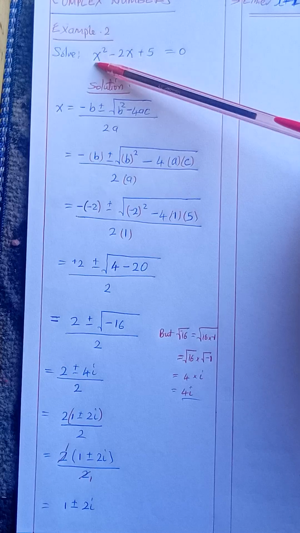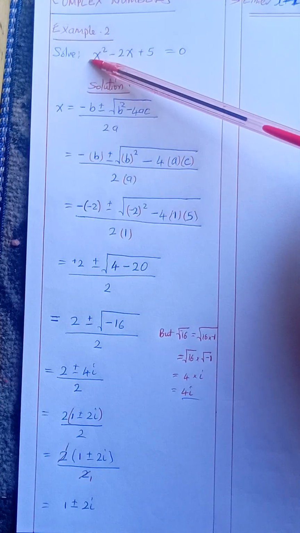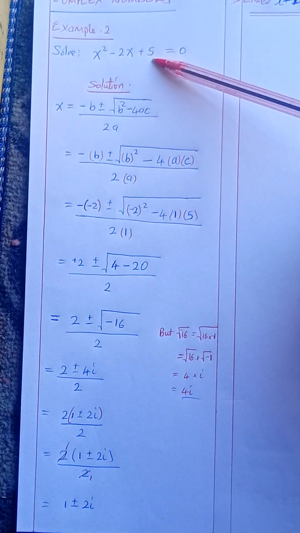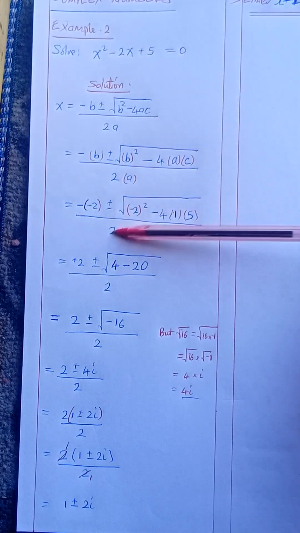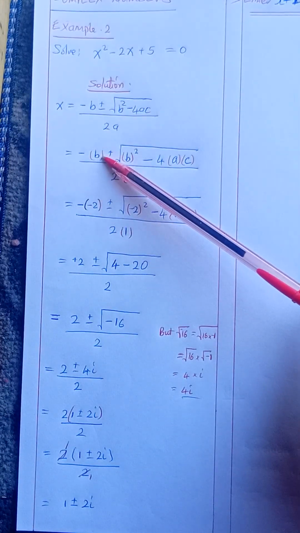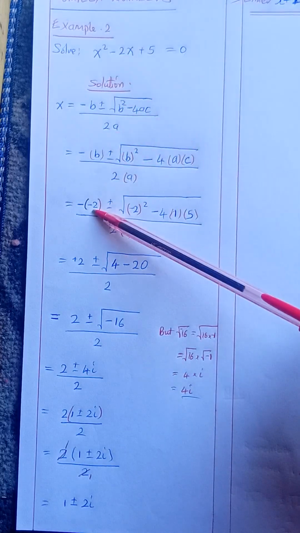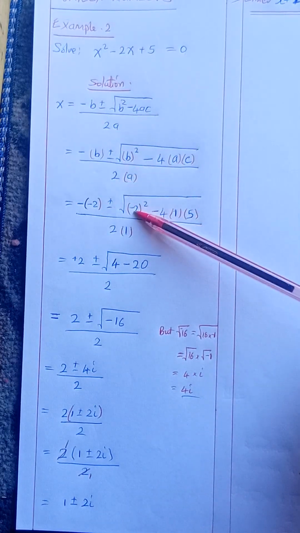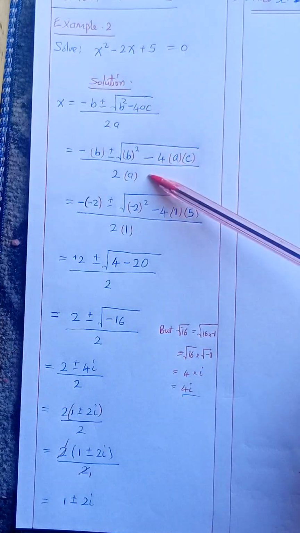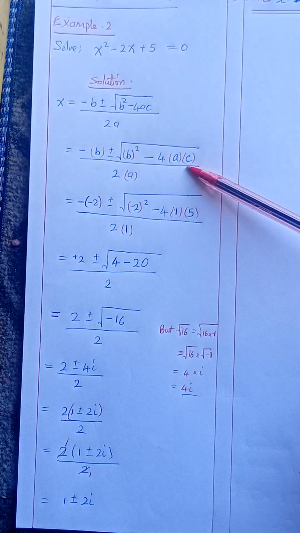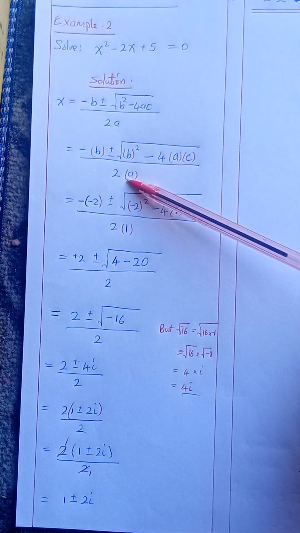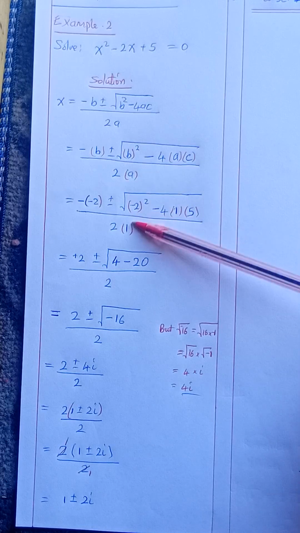You remember the coefficient of x squared is called a, then this one is b, the coefficient of x. Then the constant term, we call it c. So we use it to substitute down here. Where there is b, our b here is negative 2, we put negative 2. Where there is a, we put 1 because the coefficient of x squared is 1. Then c here is a constant term, which is 5. Then down here, our a is also 1.